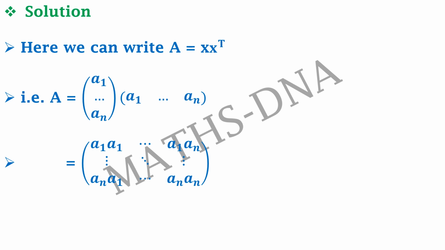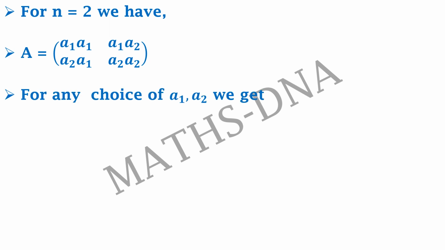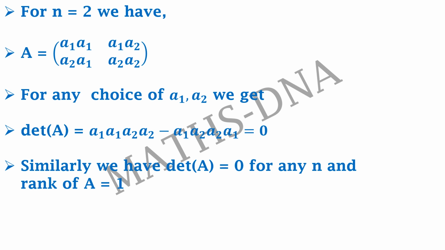So once we have our A, further we will assume it for n equals 2. We get A as [a1 a1, a1 a2; a2 a1, a2 a2]. When we find the determinant of A for any choice of a1, a2, we get a1 square into a2 square minus a1 a2 a2 a1, and that will always be equal to 0. Similarly, we have determinant of A equals 0 for any n, whether it's 3, 4 or n, and you can simply observe that the rank of A will be 1.